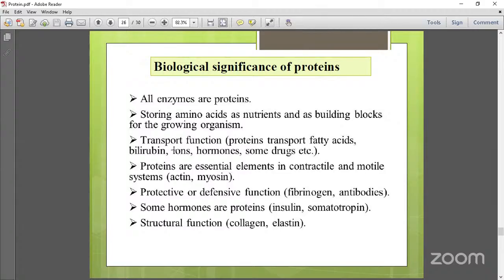proteins store amino acids as nutrients, and act as the biological building blocks for the growing organism, and perform transport functions like transporting fatty acids, bilirubin, ions, hormones, and some drugs. Proteins are essential elements in contractile and motile systems like actin and myosin, and in protective and defensive functions like fibrinogen and antibodies. Some hormones are proteins, as we know, insulin and somatotropin, and some have structural functions like collagen and elastin.